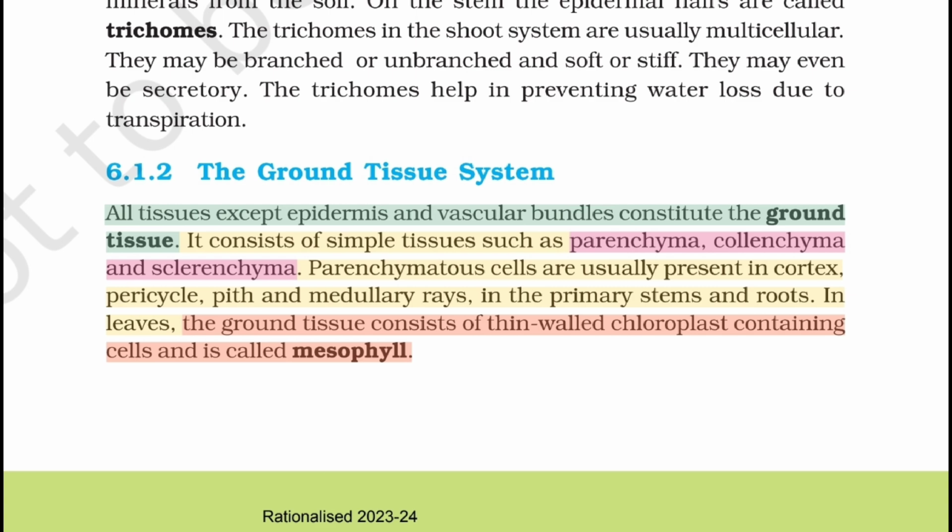6.1.2. The ground tissue system. All tissues except epidermis and vascular bundles constitute the ground tissue. It consists of simple tissues such as parenchyma, collenchyma, and sclerenchyma. Parenchymatous cells are usually present in cortex, pericycle, pith, and medullary rays in the primary stems and roots. In leaves, the ground tissue consists of thin-walled chloroplast-containing cells and is called mesophyll.